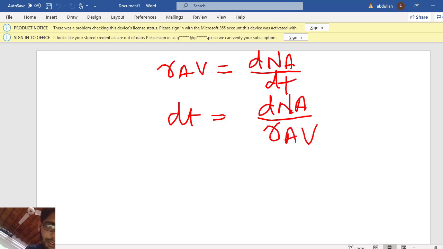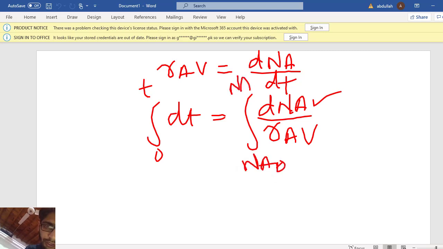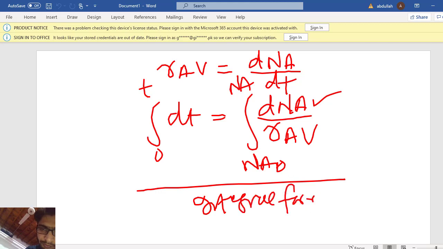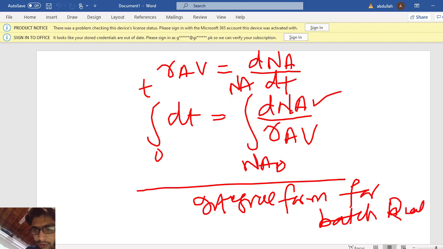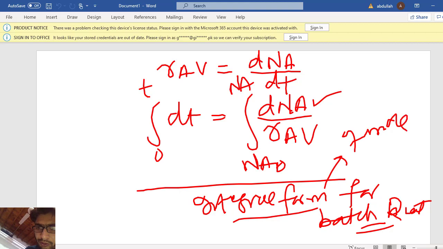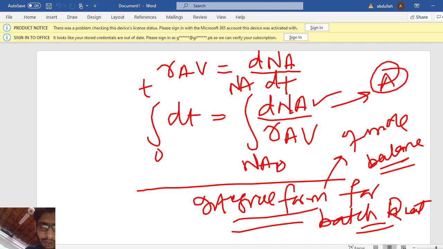Now take the integral from time 0 to some time t. At time 0 the moles of A will be N_A0, the initial moles, and at time t the moles of A will be N_A. So this is the integral form of the mole balance for a batch reactor. This equation is the integral form. Thanks.